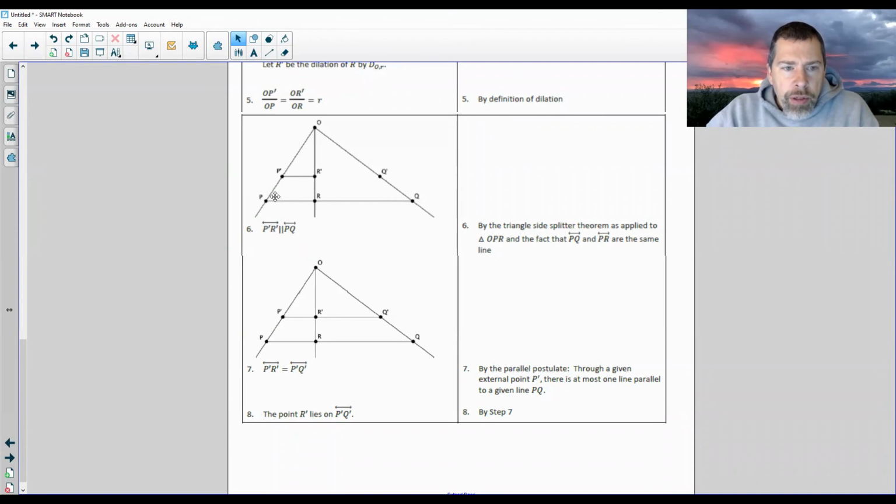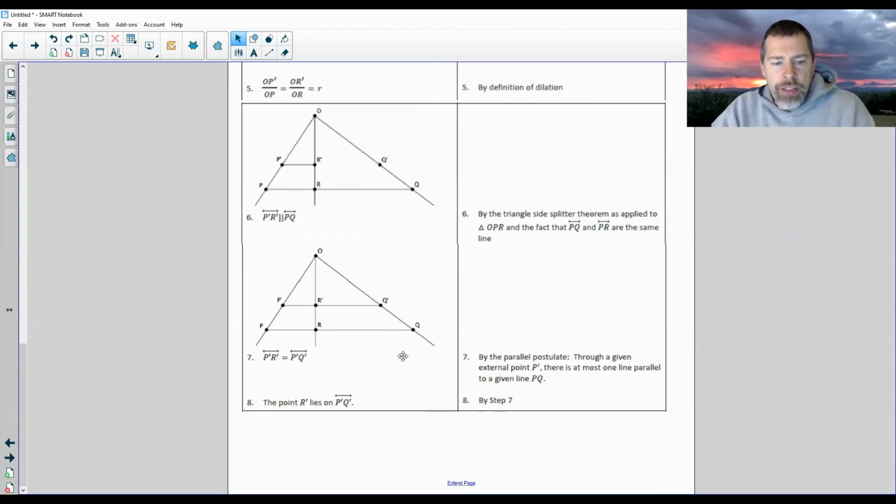Now step 6 says, P prime R prime is parallel to PR. I'm sorry, PQ. Well, and PR because R is on PQ. And the reason is by the triangle side splitter theorem as applied to triangle OPR and the fact that the line PQ and PR are the same line. Okay, yeah. And then number 7 says line P prime R prime equals line P prime Q prime. Okay, I can agree with that. I had to pause for a second.